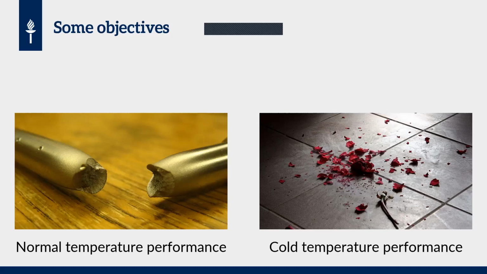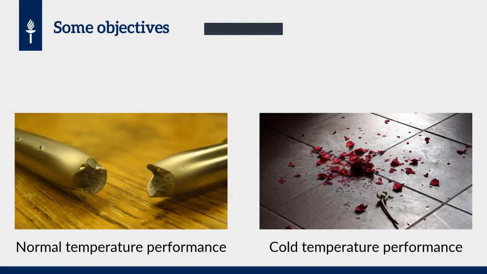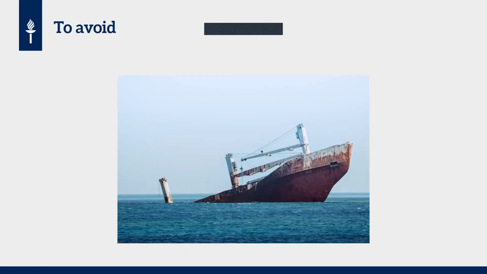Because you are an expert in this field, you know that these kinds of materials can have certain behaviors in normal temperatures and entirely different behaviors in cold temperatures. And because the ship is going through, I don't know, the Arctic Circle, perhaps, it is very important to have good values of these properties, both in the normal temperature and in the cold temperature. Because at the end of the day, you want to avoid this.